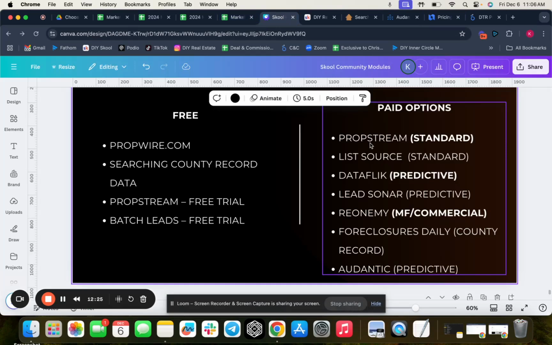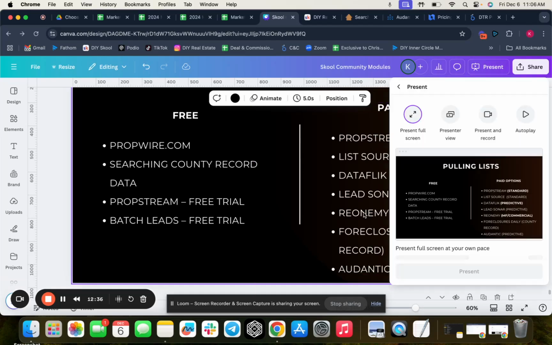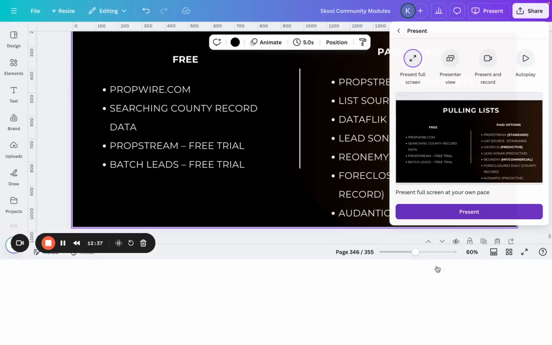Making that investment into predictive, while still leveraging the PropStreams. Of course, ListSource is more up to date than I would say PropStream as far as their data goes. I use Reonomy for everything that I need in the commercial space, which is an expensive platform.